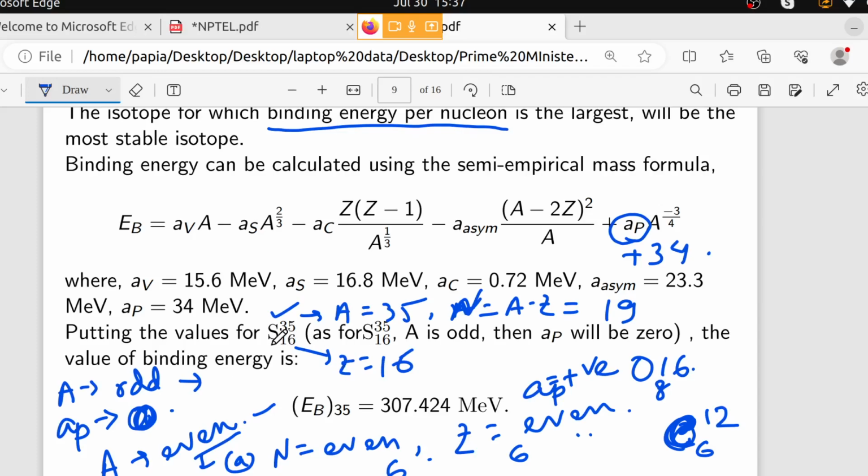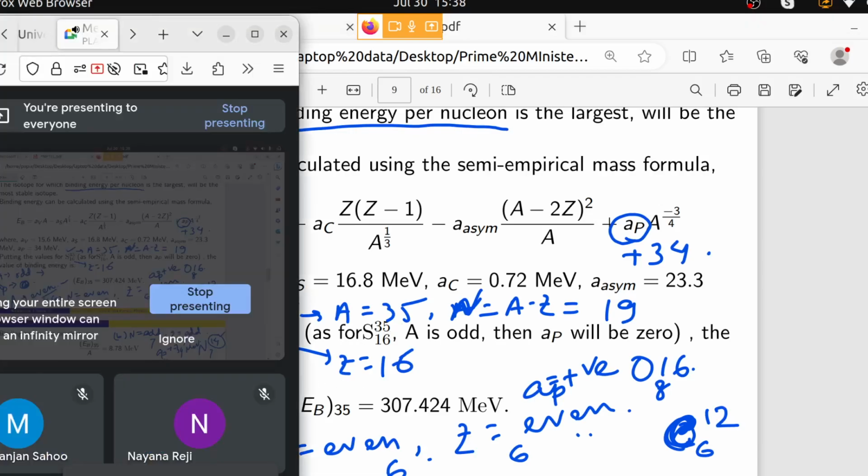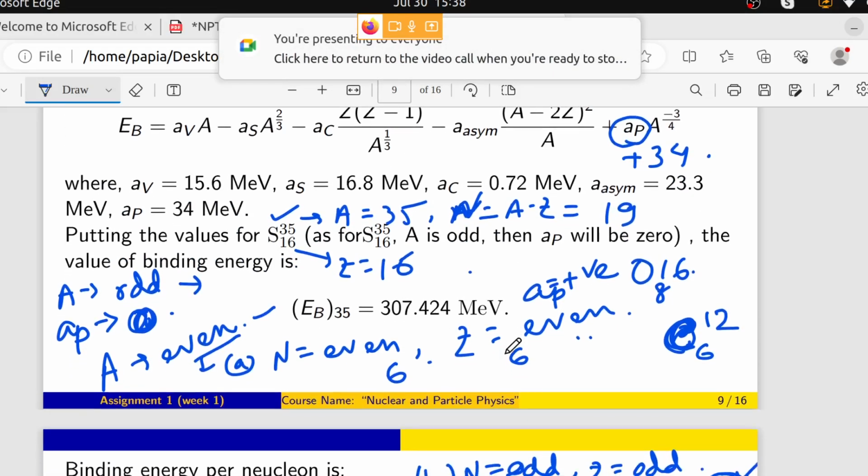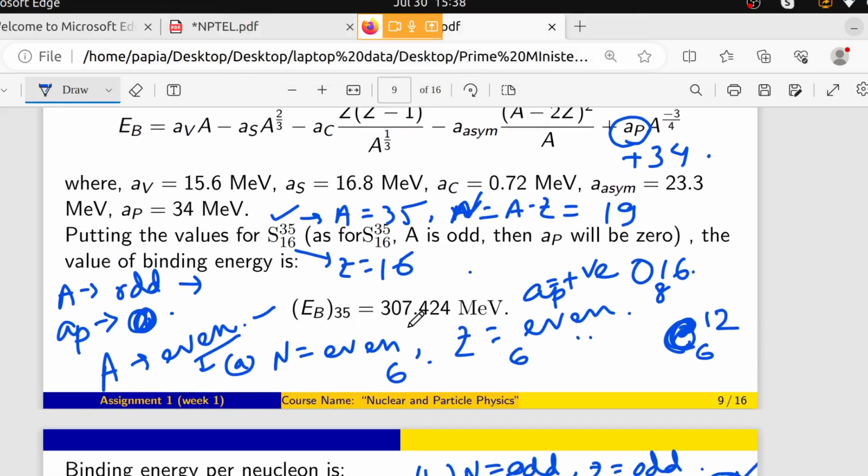But here in the case of S1635, you can see that A is 35. That means A is odd, so obviously AP will be 0. So we are not considering AP for that isotope, and we will just calculate the rest of the things here as EB. Then you can see that the EB for the S1635 is 307.424 MeV.